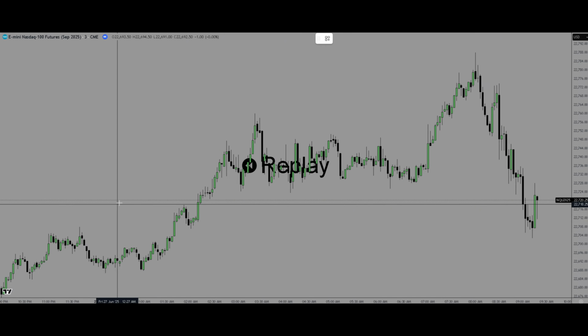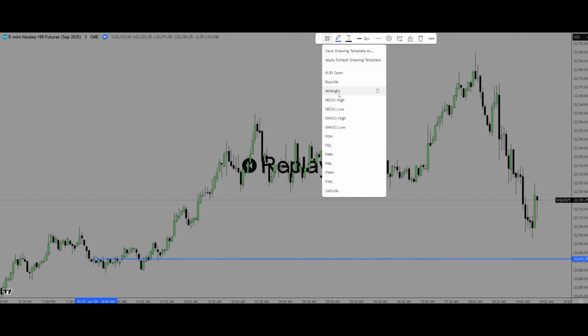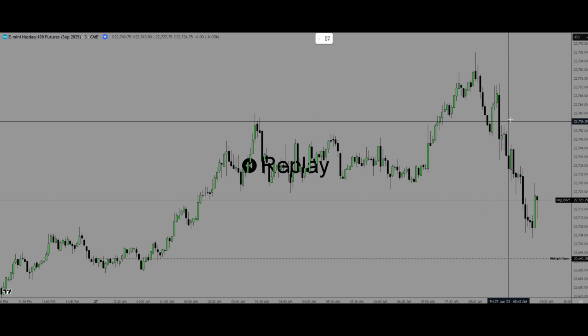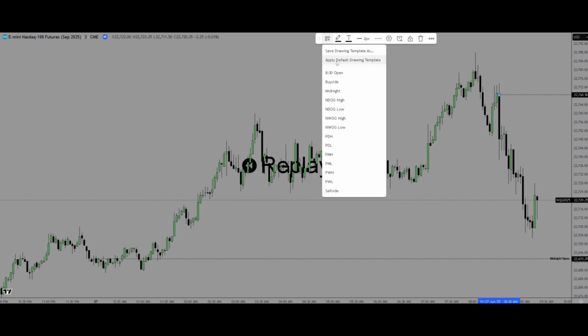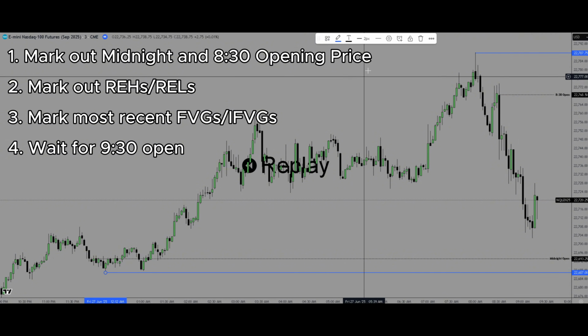Let's get into the step-by-step process. We will start with when you first sit down at your charts. Try to aim for around 15 to 30 minutes before market open. First step, mark out the midnight and 8:30 opening price. This will give us context for which direction price is manipulating.